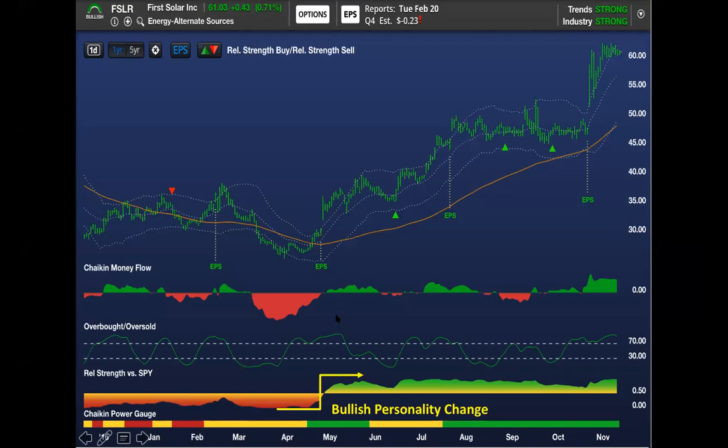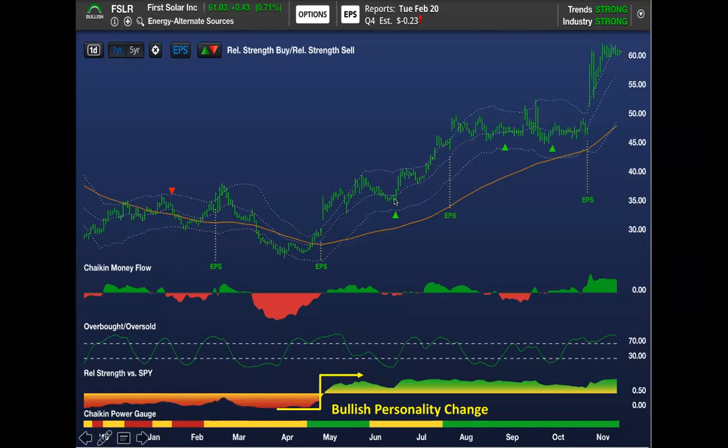And then in April, after a positive earnings surprise and a gap up, the power gauge turned bullish and the stock started outperforming the market. So you had the dynamic duo in place, but we call that a bullish personality change. So how do you use that to make a profitable options trade? Well, after a bullish personality change, you're looking for that first buy signal. Here's our relative strength buy. Notice how it works for 4 to 8 weeks.